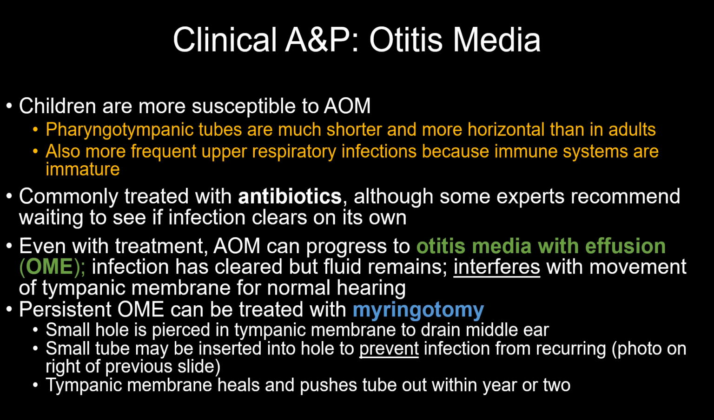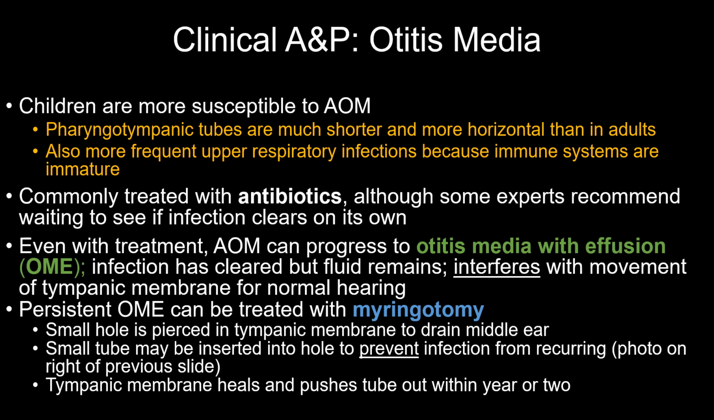And as I said, children are the most susceptible because their pharyngotympanic tubes are shorter and more horizontal. But they're also susceptible because they get more respiratory infections because their immune systems are immature. And that's just sort of in line with being children. Now, they're commonly treated with antibiotics, although some experts actually wait to see if the infection clears on its own. They don't want to further the propagation of antibiotic-resistant bacteria.